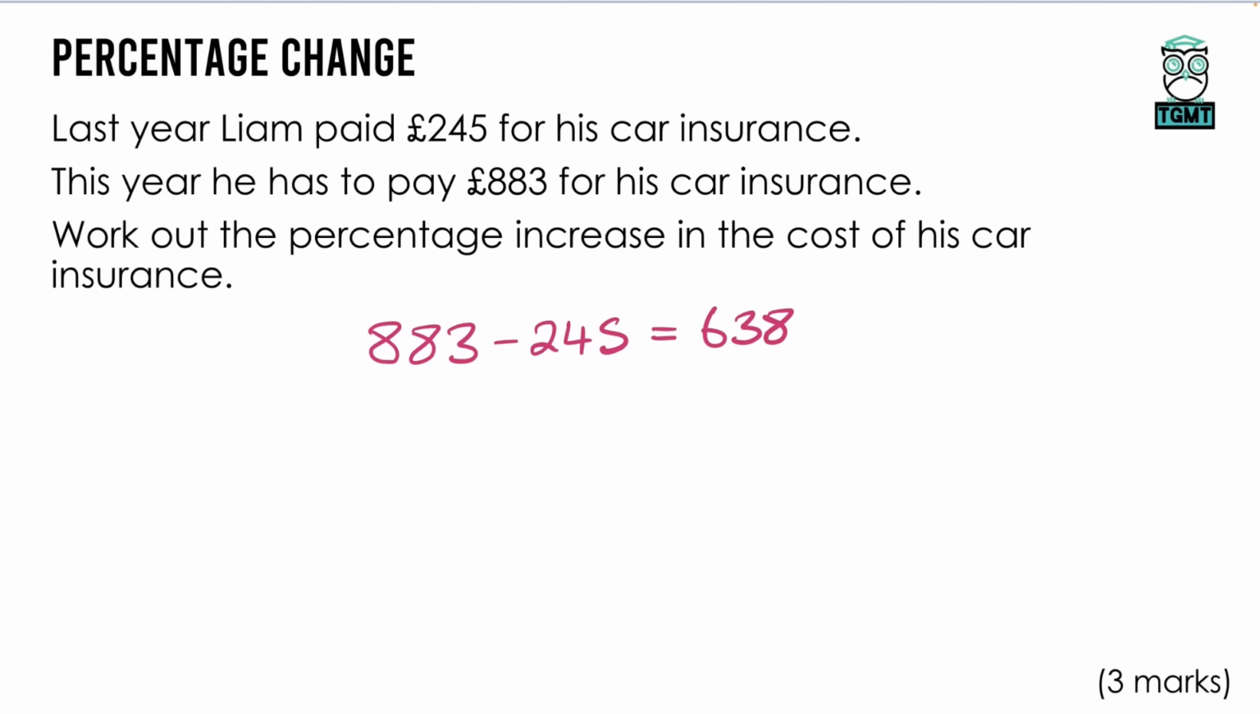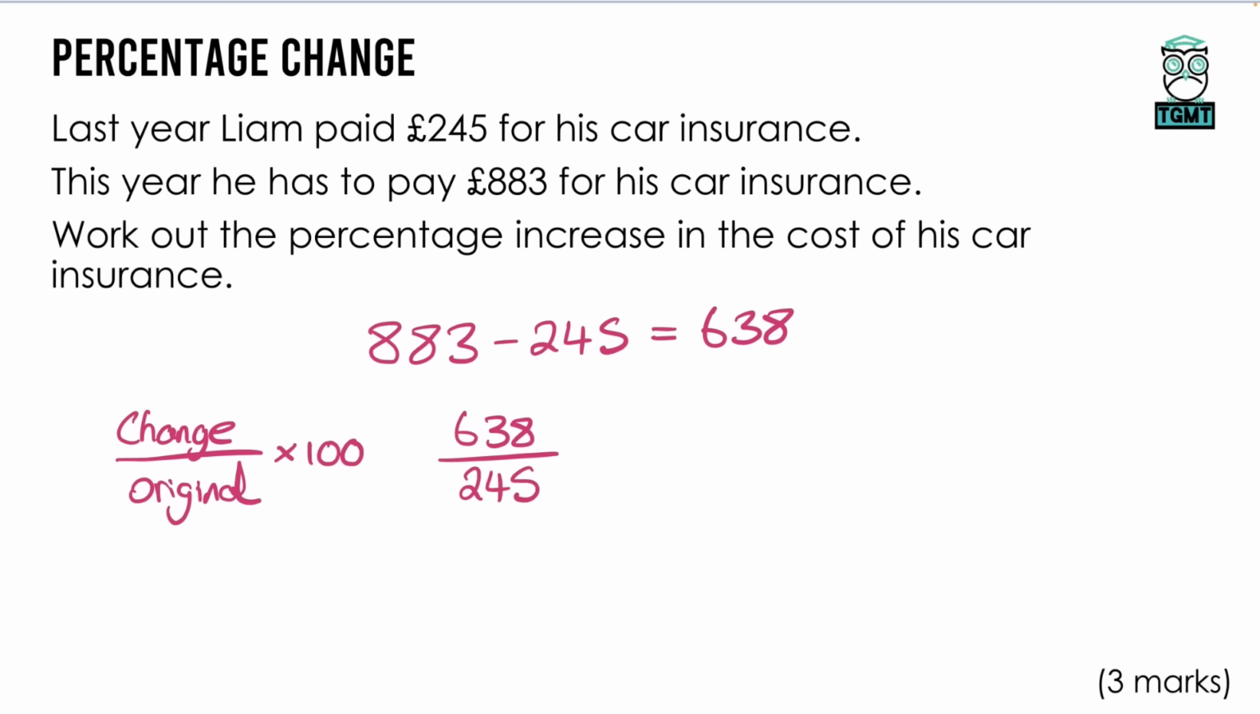£638 increase. Now, whenever we're working out a percentage change, we just do the change divided by the original and multiply that by 100. Now you can see in this question that the actual amount that it's increased by has gone up by more than 100%. It's over doubled. So we are going to get a large percentage here, but let's put the numbers in and see what we get. So we have 638 as the change. The original was 245, and we're going to multiply that by 100.